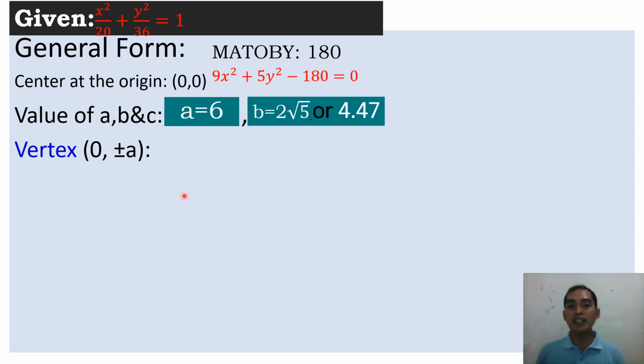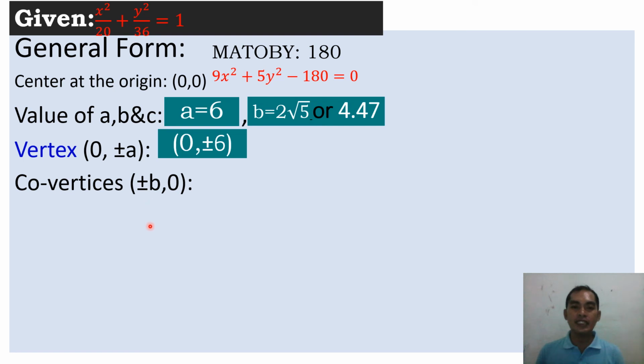Now, our vertex, since 36, ang nasa taas na variable ay y. Therefore, our major axis is on the y-axis. So, ilalagay natin sa y coordinates or y value. We have the vertex, 0, positive, negative 6. The co-vertices, we have positive, negative 2 square root of 5, 0.